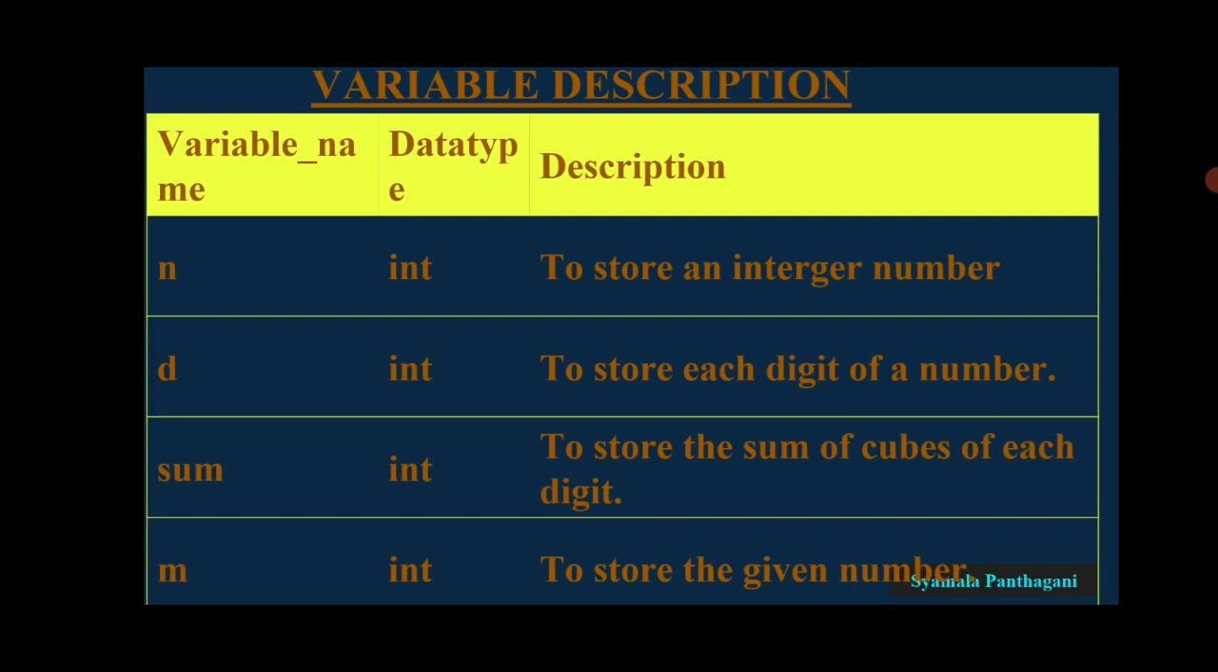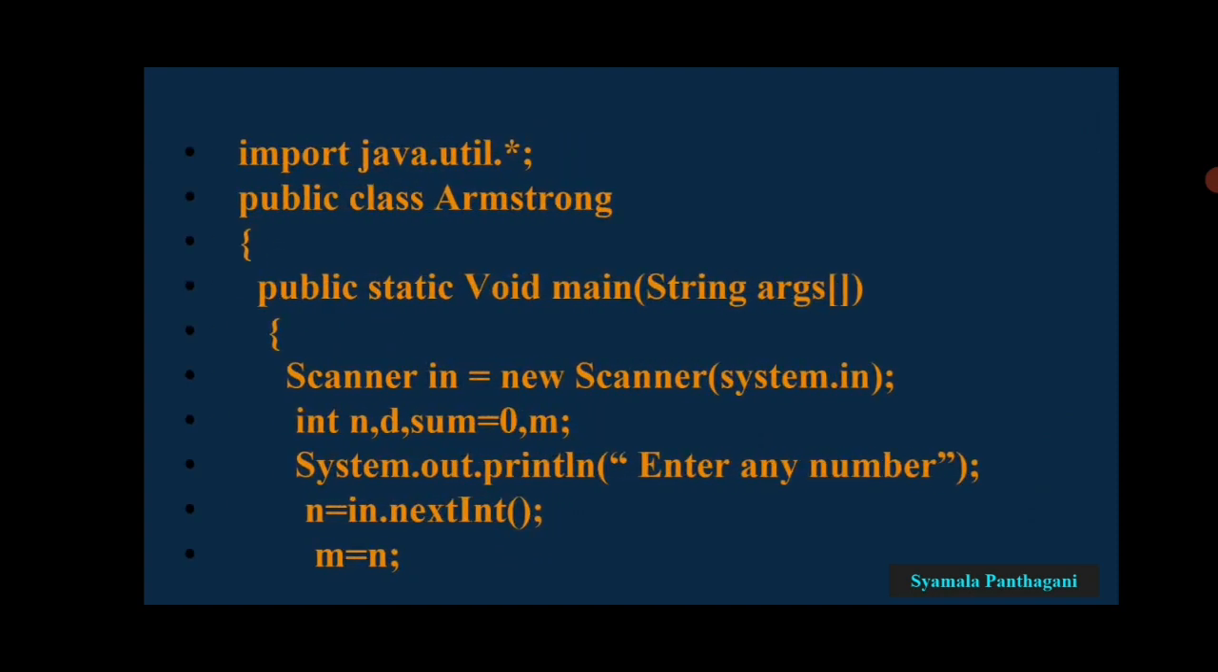Now come to the program. Children, write the program and variable description very neatly. These two are very important for the exam. First one is import java.util.*. Here we are importing the package util to run the input and output functions. Next one is public class Armstrong. Public is a keyword, class is a keyword, Armstrong is the class name. That's why write the starting letter as a capital letter, Armstrong.